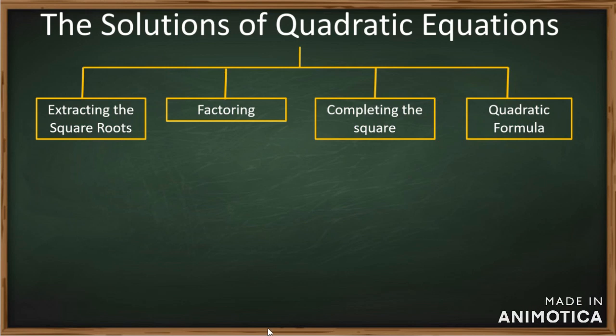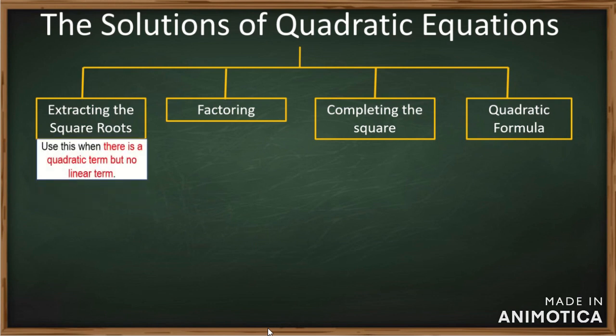We have four methods of finding the solutions of quadratic equations, and each is best used depending on the characteristics of the given equation. We use extracting the square roots when there is a quadratic term but no linear term, and the equation must be in the form ax squared equals c before solving it.